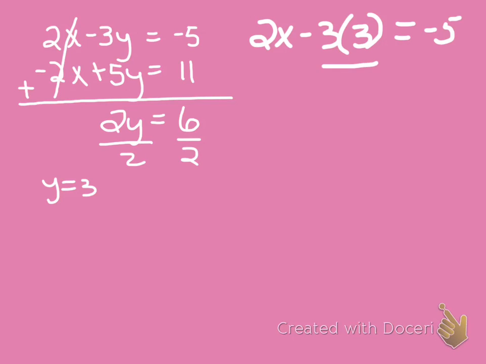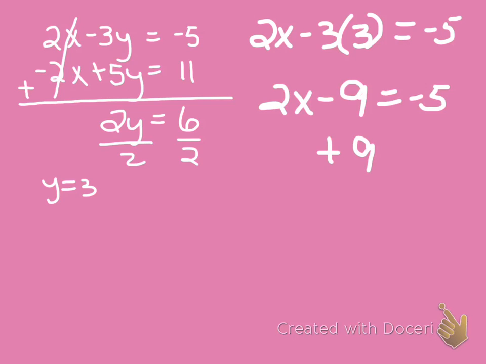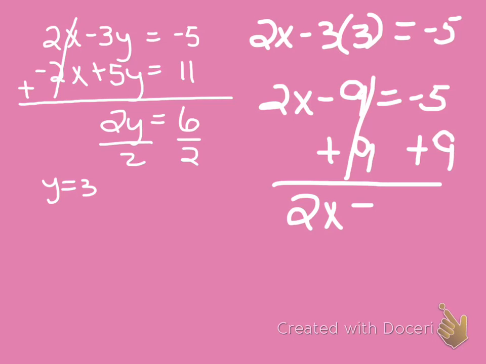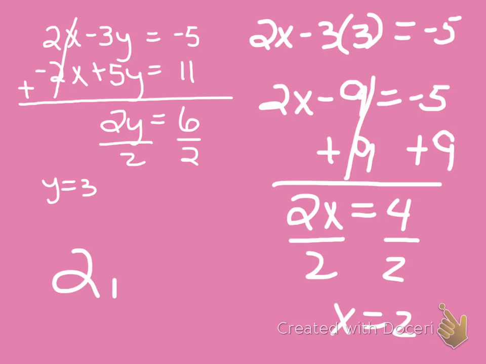So then that's going to be negative 9. 2x minus 9 equals negative 5. I'm going to add 9 to both sides. We have 2x equals 4, since negative 5 and 9 is 4. Divide by 2. x equals 2. So the solution is (2, 3).